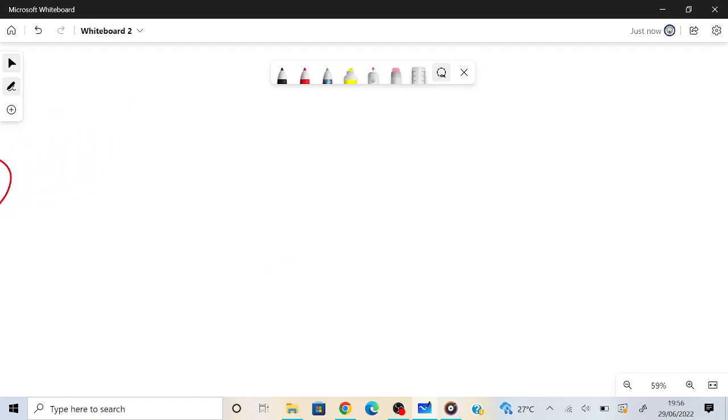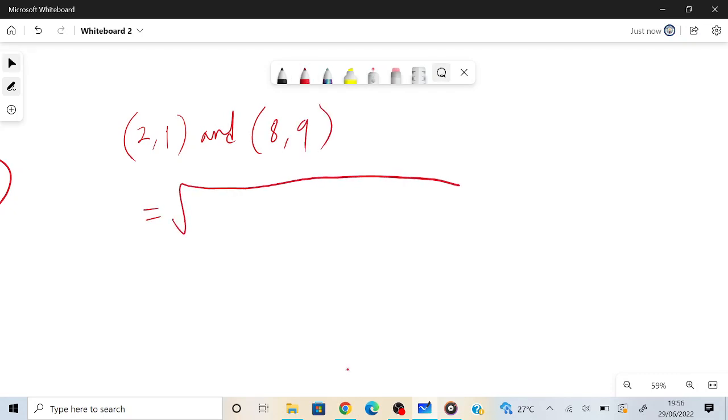On to the next one. It says to find the length of the line of the two points (2, 1) and (8, 9). So again, knowing our formula, we will do x2 minus x1 squared plus y2 minus y1 squared. So this becomes (8 minus 2) squared plus (9 minus 1) squared.